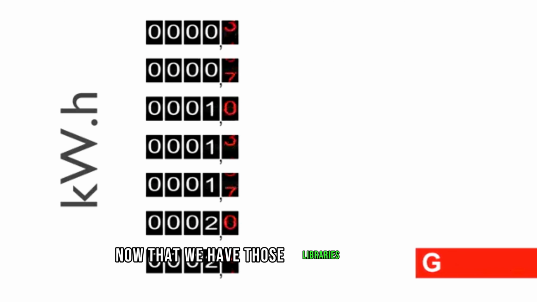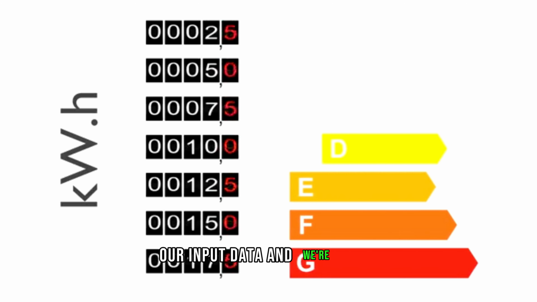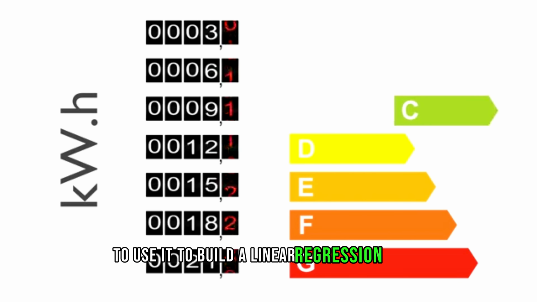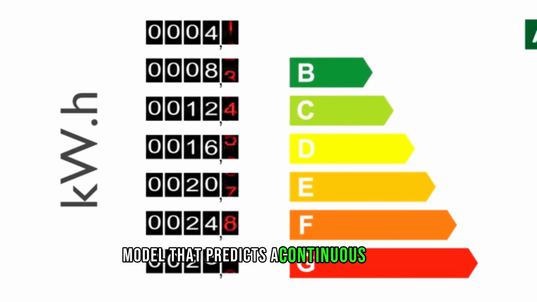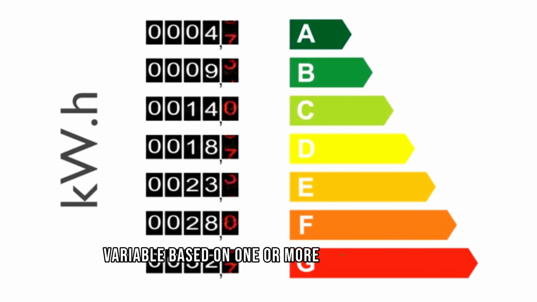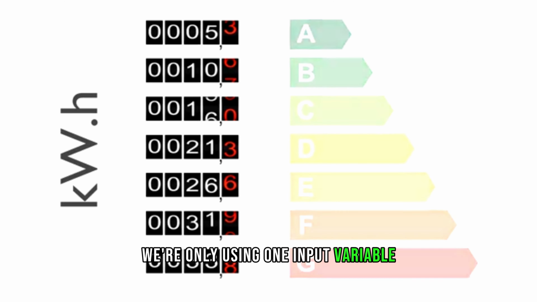Now that we have those libraries imported, let's create a variable called x that equals an array of values from 0 to 10. This is our input data, and we're going to use it to build a linear regression model. A linear regression model is a type of AI model that predicts a continuous output variable based on one or more input variables. In this case, we're only using one input variable, which is x.